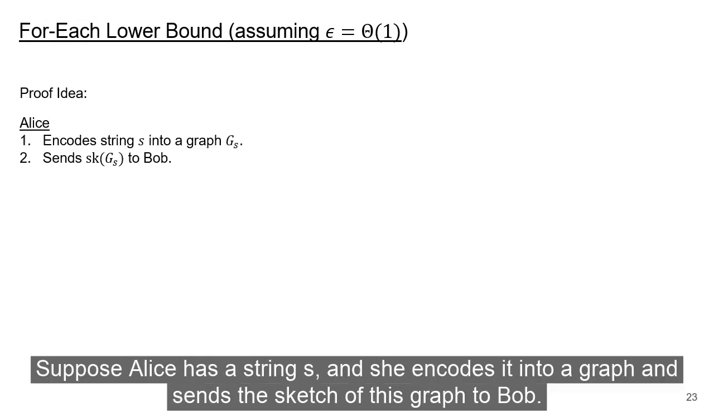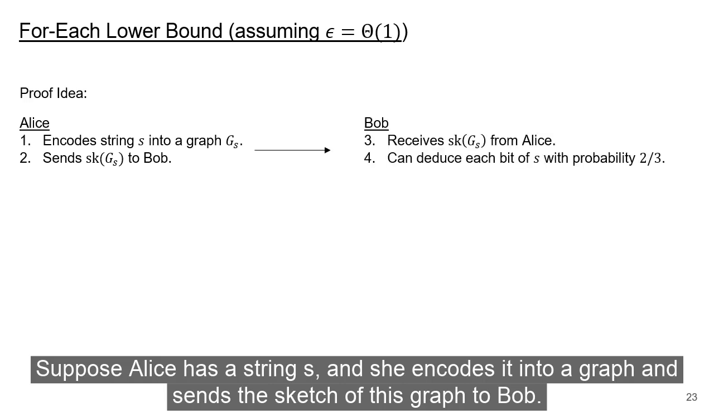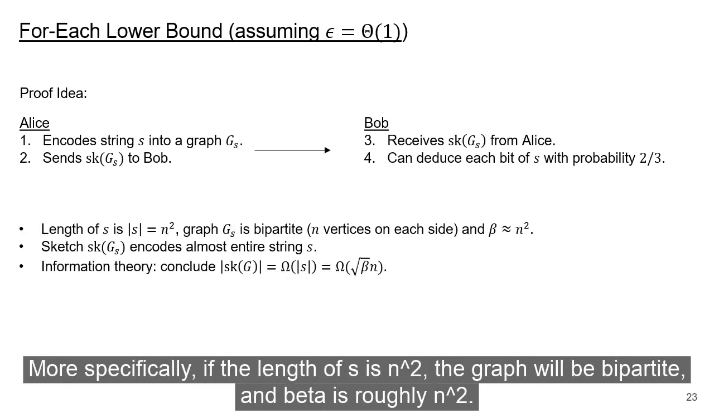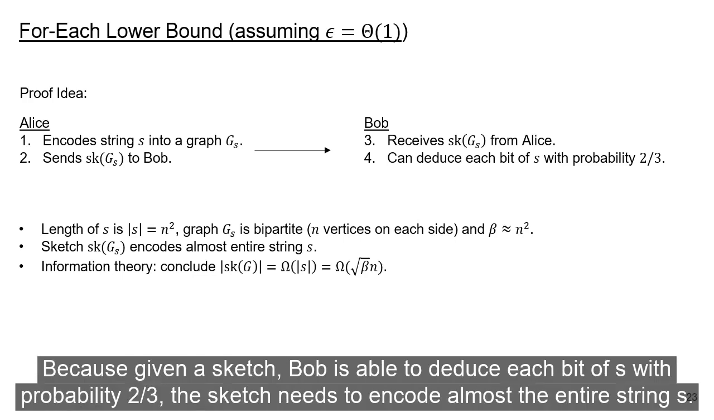So suppose Alice has a string S, and she encodes it into a graph and then sends the sketch of this graph to Bob. Bob, upon receiving the sketch, is able to deduce each bit with probability 2/3. More specifically, if the length of S is n squared, the graph will be bipartite, and beta is roughly n squared.